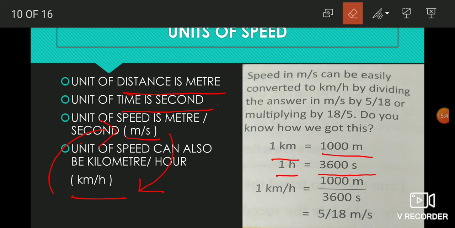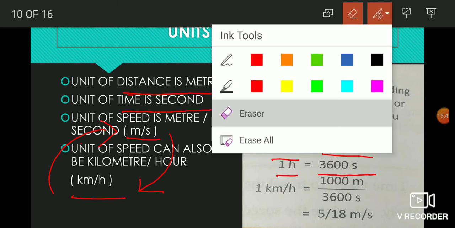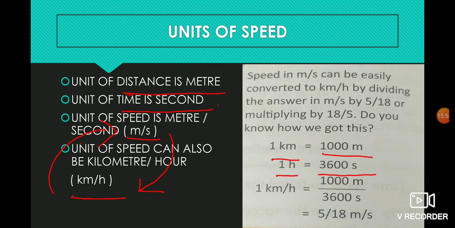So 1 kilometer per hour is equal to 1000 by 3600, which is equal to 5 by 18 meters per second. So if you have to convert kilometers per hour to meters per second, you simply multiply the amount by 5 divided by 18. If you have to do the reverse, change meters per second to kilometers per hour, then you multiply that quantity by 18 divided by 5 and you will get your answer.